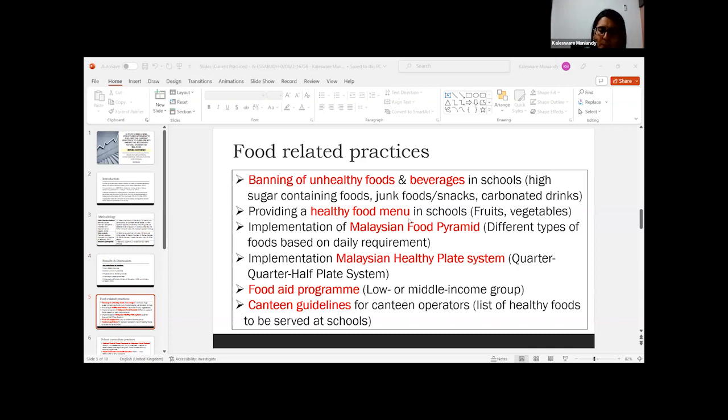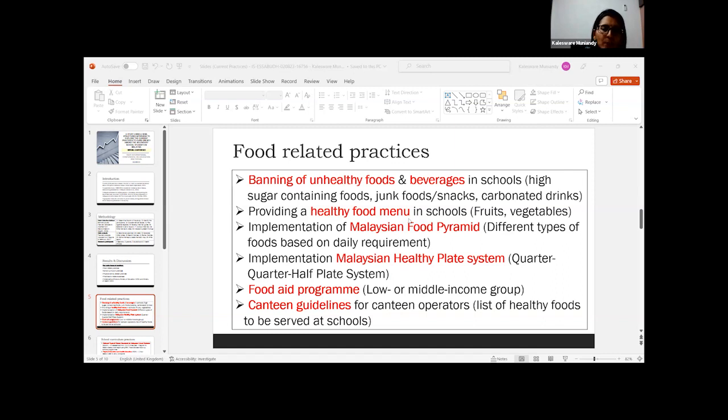And they also implement the Malaysian healthy plate system, whereby they have this quarter-half plate system. Half of the plate consists of fiber-containing foods such as fruits and vegetables, a quarter is carbohydrate source, and the other quarter is protein source.